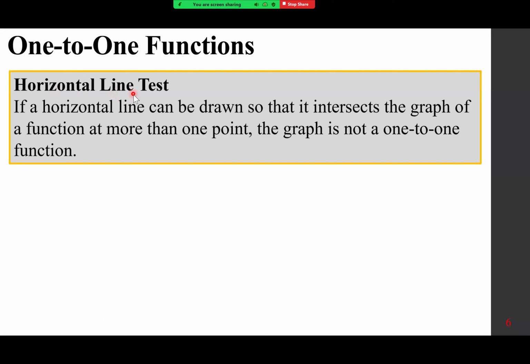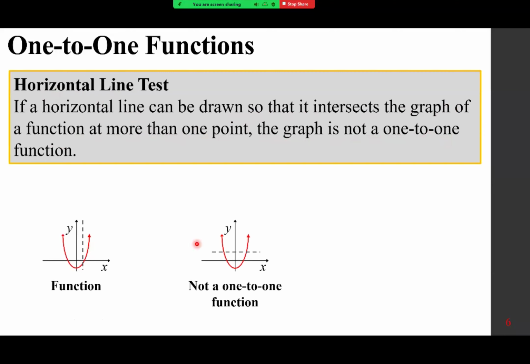So we use the vertical line test for a function. Now we are going to use a horizontal line test for a one-to-one function. If a horizontal line can be drawn so that it intersects the graph of a function at more than one point, the graph is not a one-to-one function. So this is a function, yes, but not a one-to-one function. This is a one-to-one function. So this passes the vertical line test. It fails the horizontal line test, HLT.